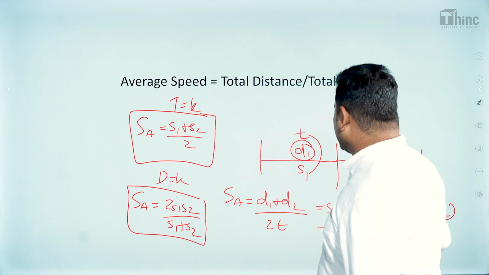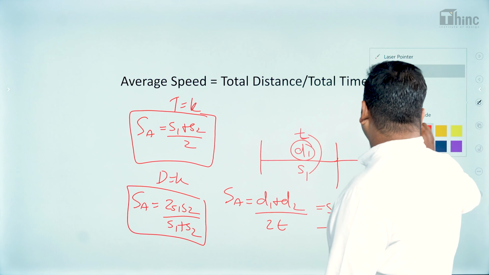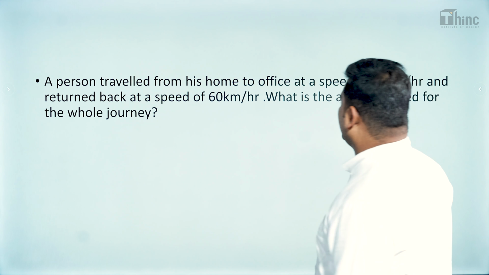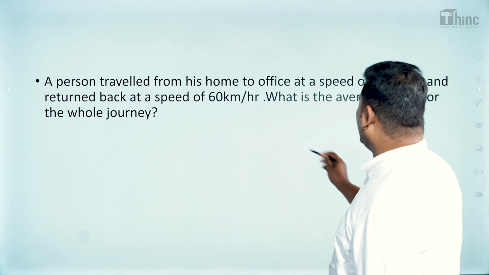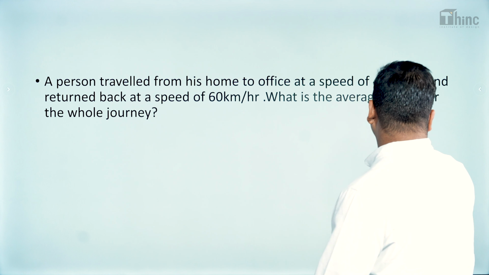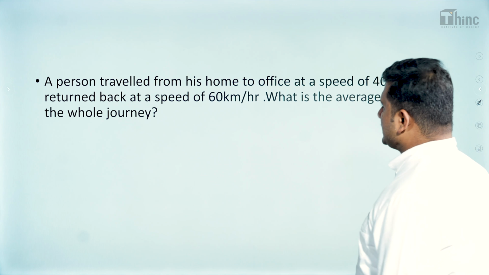So we are going to do two questions connected to the same concept right now. We are going to make use of these equations. What is this question all about? A person travels from his home to office at a speed of 40 and returns back at a speed of 60. What is the average speed? So let's see how we can actually do this.